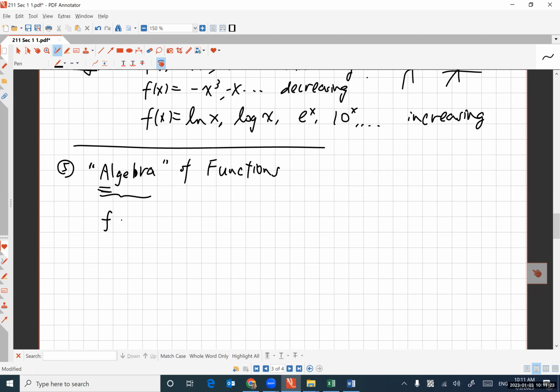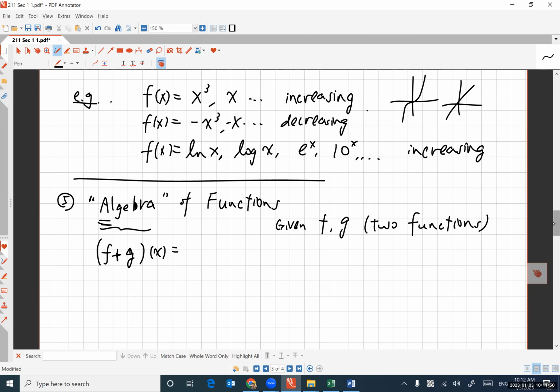So we can define this. Given f and g, two functions, we can perform these binary operations. So f plus g turns out to be a new function. What do you think f plus g is supposed to do to x? Well, it's simply f of x plus g of x, assuming that these two numbers can be added together.